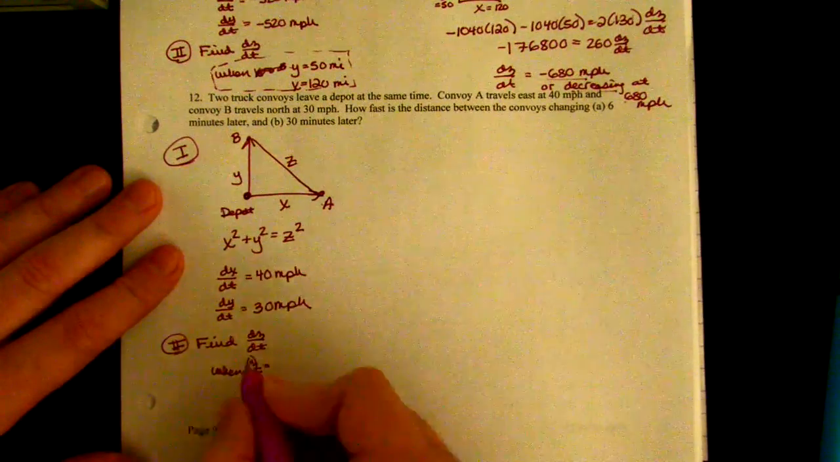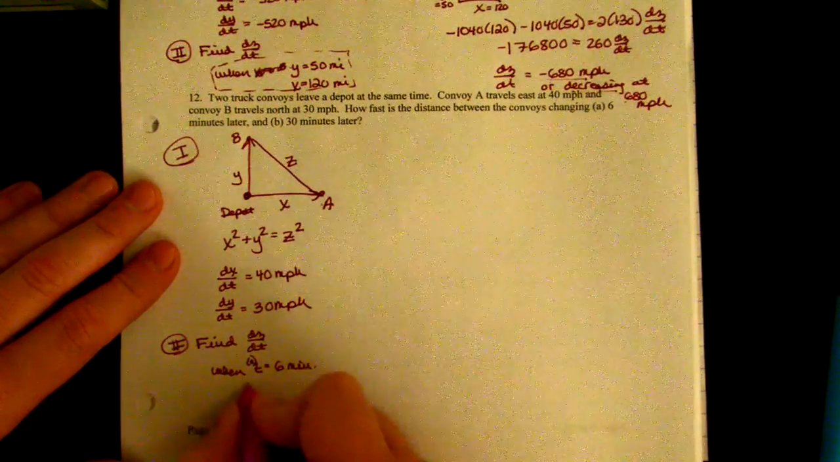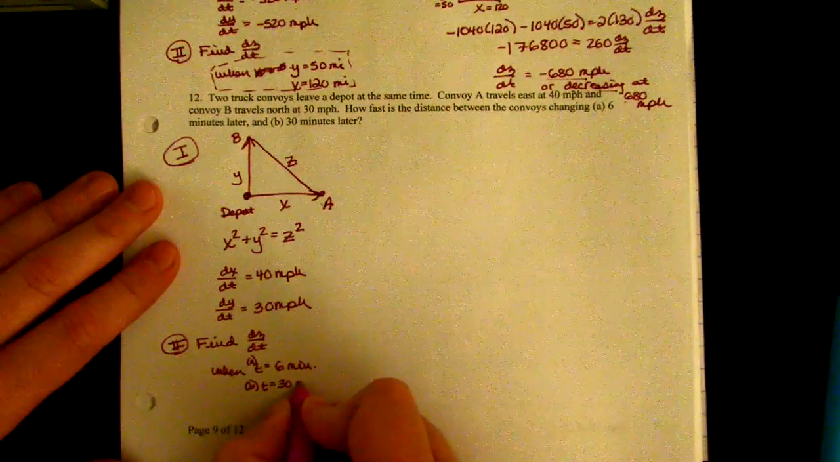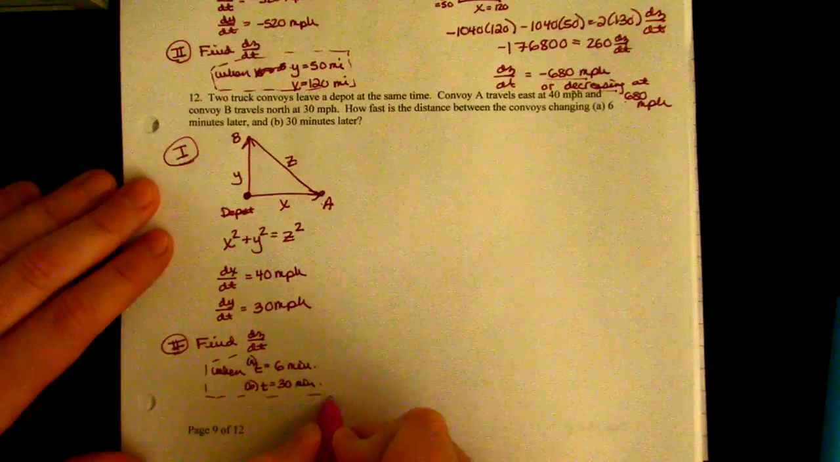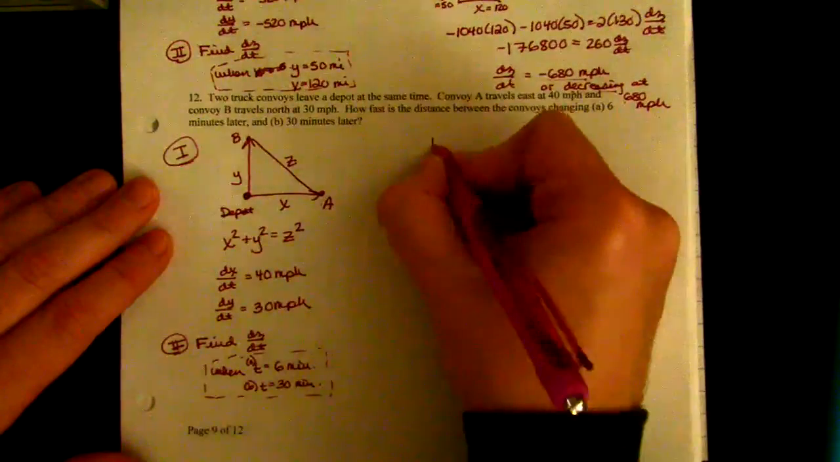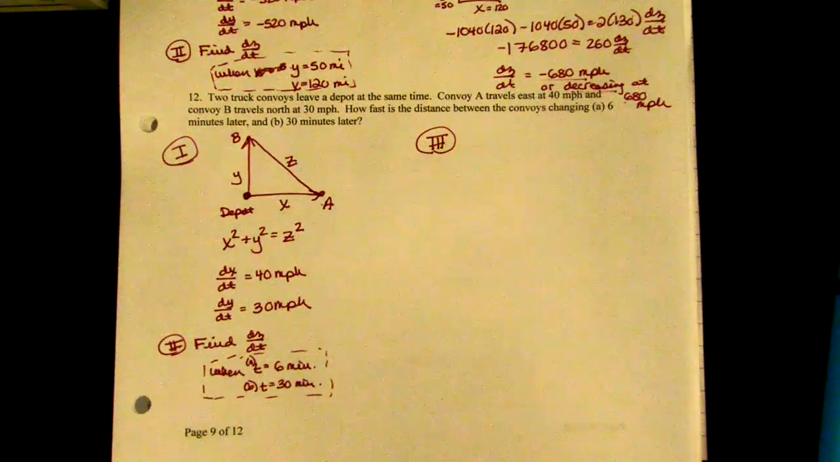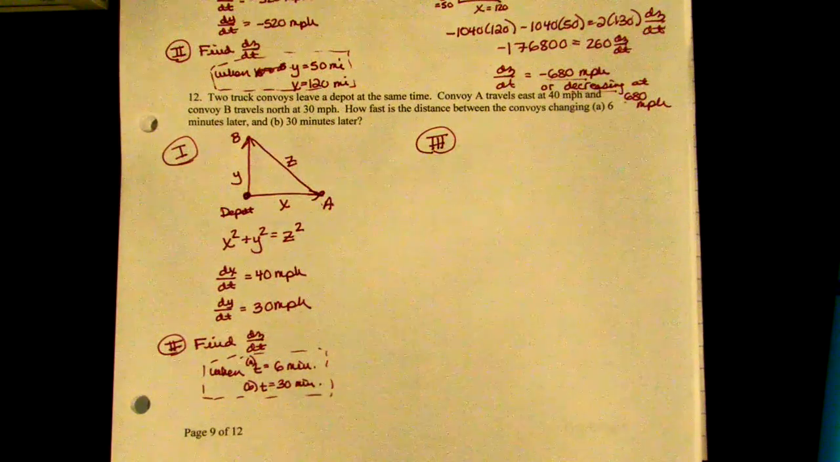I don't know an x, y, z, but I know some t's. When t equals 6 minutes, and when t equals 30 minutes. That's going to be a little different, but whatever. Do your part 3. Find your derivative, plug in your dx/dt, dy/dt, and then we'll deal with part 4 together.